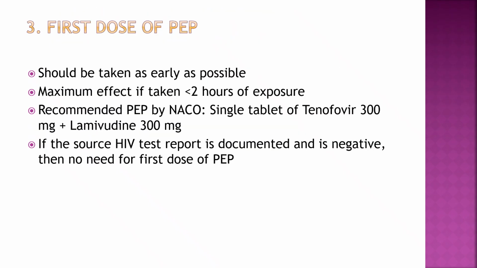Then third is first dose of PEP. It should be taken as early as possible. Maximum effect will be there if it is taken within 2 hours of the exposure. The recommended PEP by NACO is a single tablet of tenofovir 300 mg plus lamivudine 300 mg. If the source HIV test report is documented and is negative, then there is no need for the first dose of PEP.